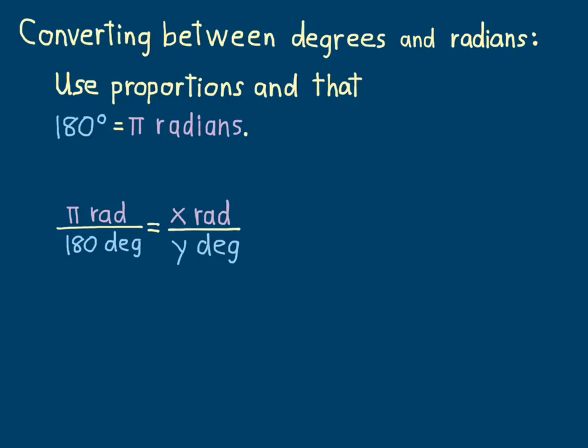Okay, just remembering radians over degrees equals radians over degrees. You can do it upside down as well. It doesn't matter. Degrees over radians equals degrees over radians. Just make sure that if you have radians on top on the left, radians are on top on the right. Or if radians are on bottom on the left, radians are on bottom on the right. Just make sure it's consistent that way.